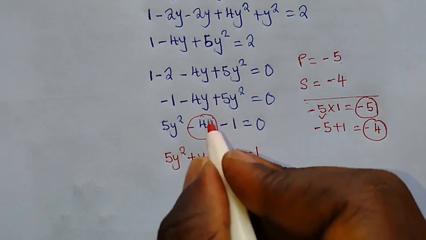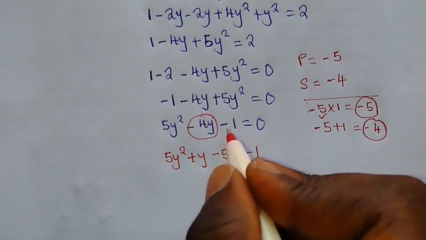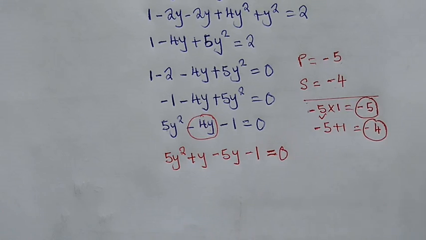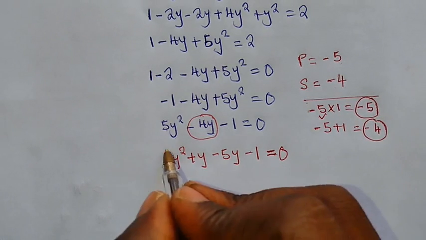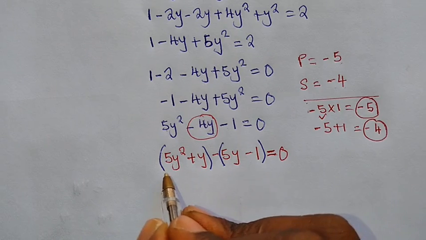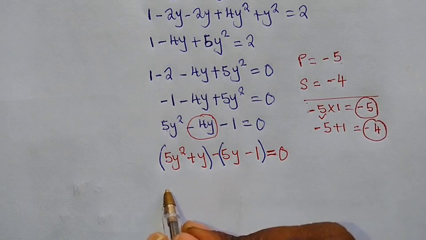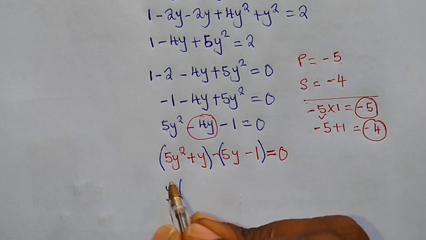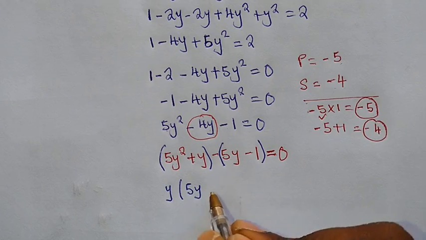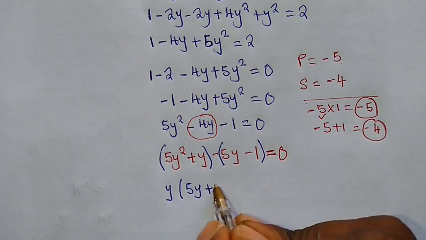So I've just replaced this term. The negative 1 has been maintained, is equal to what? 0. So from here, what are we going to do? There are 1, 2, 3, 4 terms. We can enclose them in brackets like this. Then we factorize. So in the first bracket, what is common? It's y. Open bracket: 5y squared divided by this y, we're just going to remain with 5y. Then plus y divided by y, it's 1.